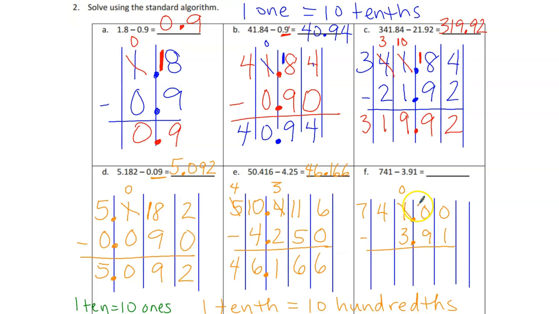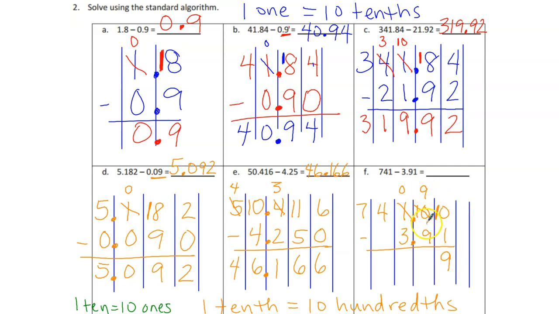My 1 one I'm going to regroup as 10 tenths. 1 one is equal to 10 tenths. So now I have 10 tenths. But I still need to get hundredths. So I'm going to take one of my tenths, leaving me with 9 tenths. Now I'm going to take that 1 tenth and rename it as 10 hundredths. So now I have 10 hundredths. I had 0 hundredths, and I added 10.